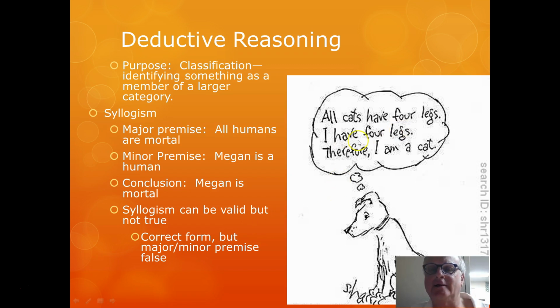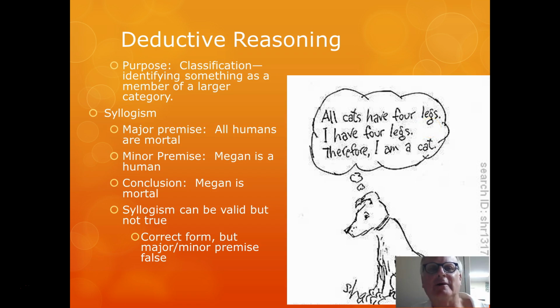All cats have 4 legs. I have 4 legs. Therefore, I'm a cat. The problem here is that this dog, A, we know just by looking at him, is not a cat, but the problem is really the major premise. Okay, 4 legs is not specific enough to cats. Aardvarks have 4 legs. Tigers have 4 legs, well, they're kind of cat. Elephants have 4 legs. Iguanas have 4 legs. So 4-leggedness is not sufficient to define a cat.